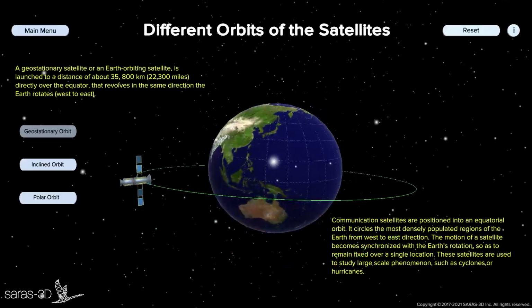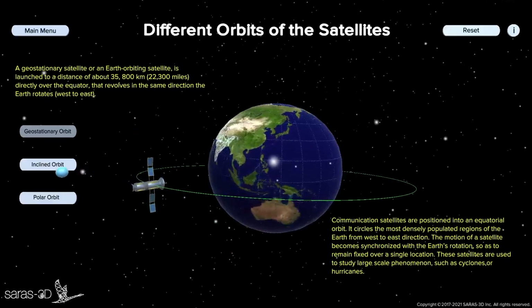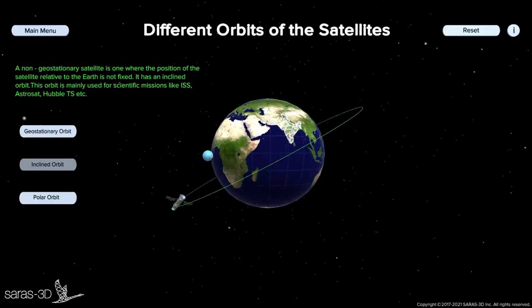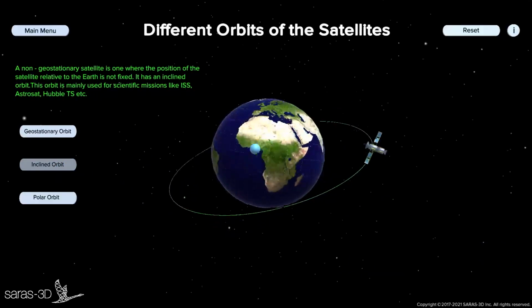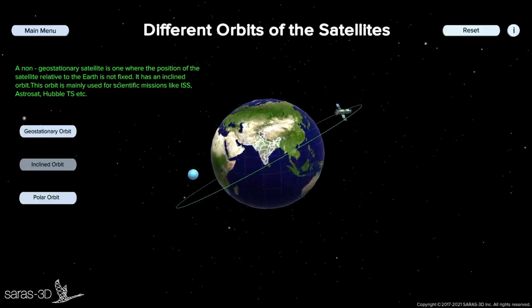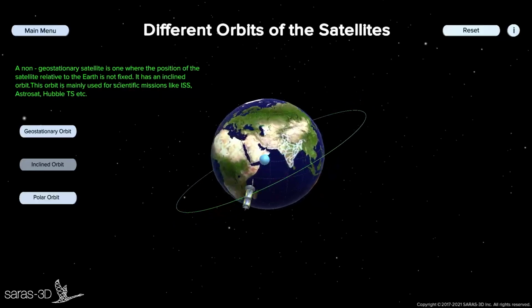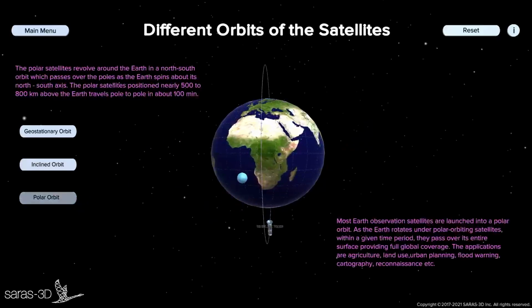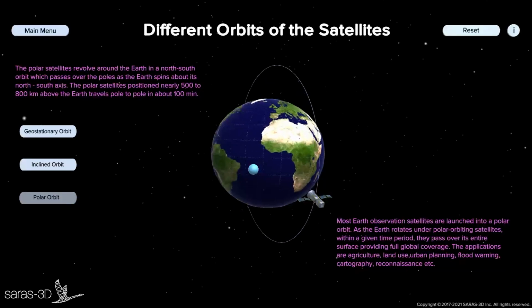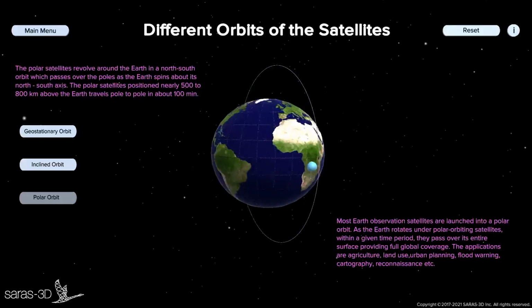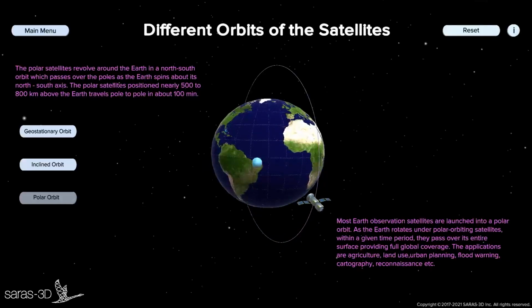Now going to inclined orbit. When the orbit of a satellite is inclined at some angle to the equatorial plane, we call it an inclined orbit. Then the next one is polar orbit. In the case of polar orbit, the angle of inclination is 90 degree, because the angle of inclination is measured with respect to the equatorial plane.